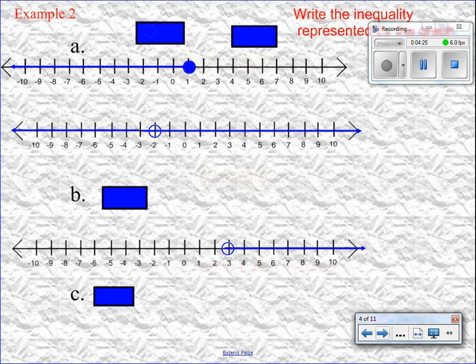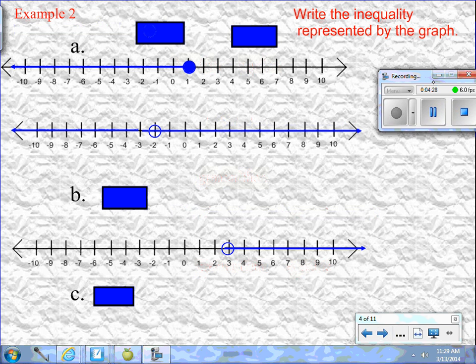Okay, so we're going to write the inequality represented by the graph. I'm going to pause this and come back, and you can check your answer.